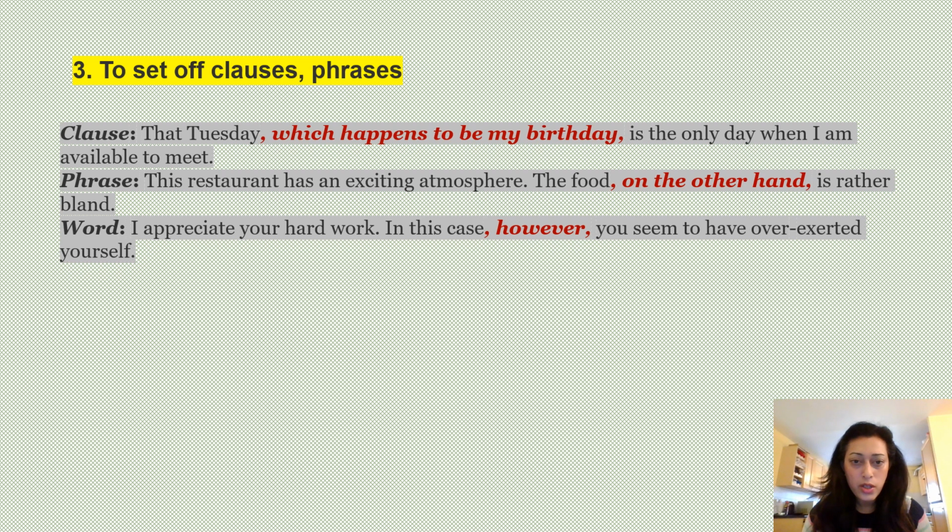So clause: "That Tuesday, which happens to be my birthday, is the only day when I am available to meet." So I'm explaining more about the subject. Now the phrase: "This restaurant has an exciting atmosphere. The food, on the other hand, is rather bland." "On the other hand" is considered to be a connector, so I'm going to be using a comma before and after. Word: "I appreciate your hard work. In this case, however, you seem to have overexerted yourself." Again, "however" is actually a connector.